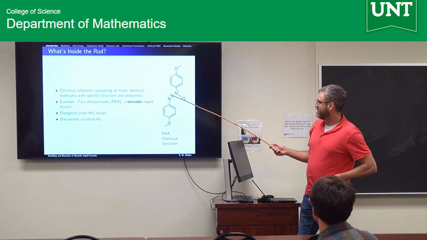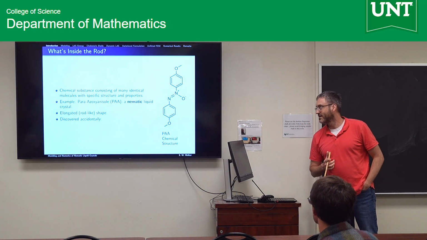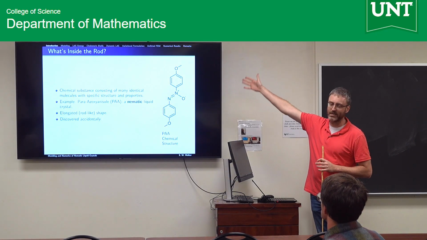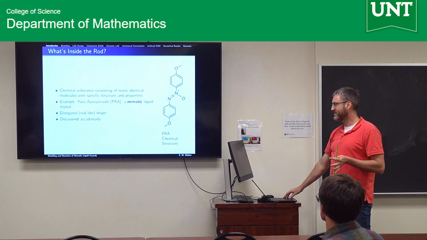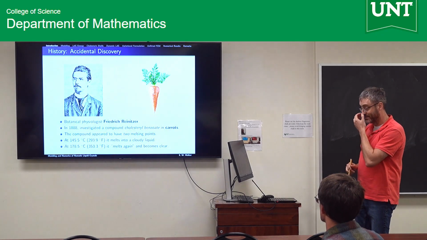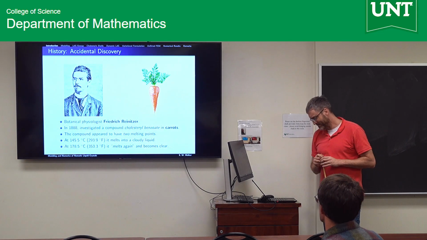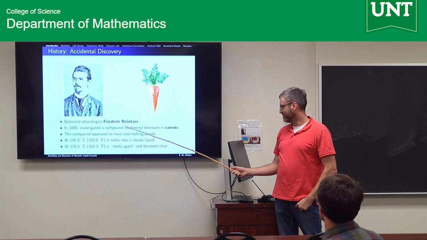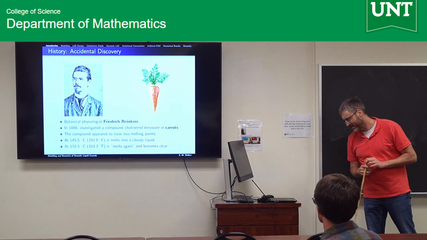This is an actual example of what one of these molecules looks like. Again, it's rigid and it has this elongated structure to it. These were discovered accidentally by this guy, botanical physiologist Friedrich Reinitzer. He was studying carrots, apparently. And I guess what shows up in carrots is something called cholesteric benzoate.